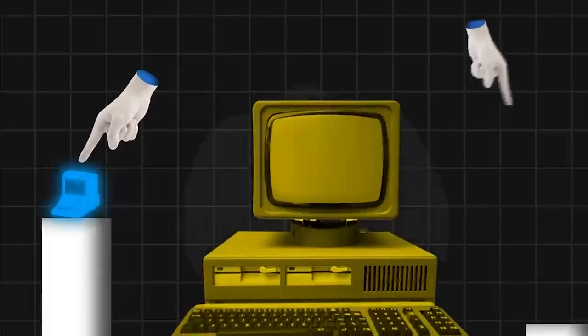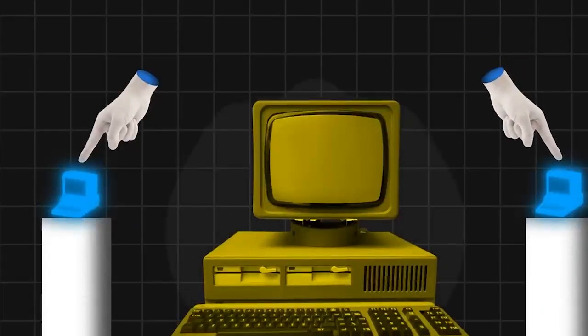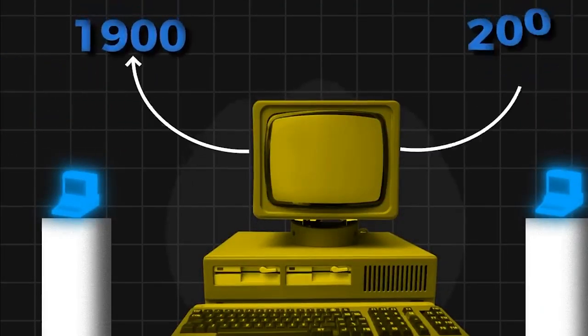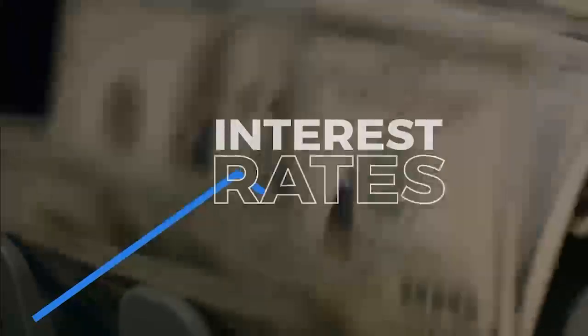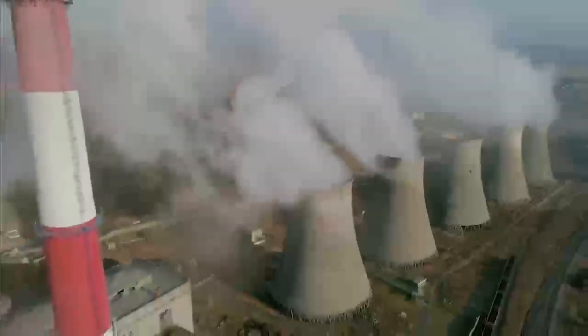The main problem was that computers, including both mainframe and personal computers, were unable to differentiate between the years 1900 and 2000. There was a concern that computers might mistakenly interpret the change from December 31, 1999 to January 1, 2000 as a transition from December 31, 1999 to January 1, 1900. This glitch had the potential to disrupt various sectors, from financial institutions calculating interest rates to power plants relying on accurate date information for safety checks.